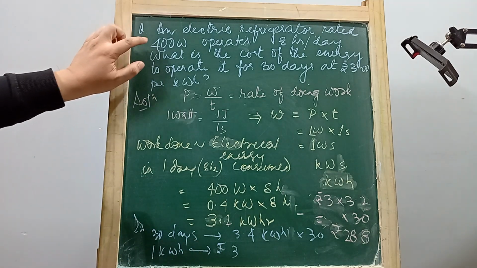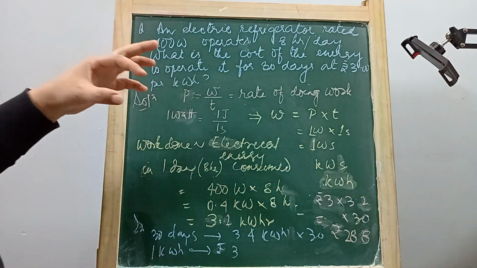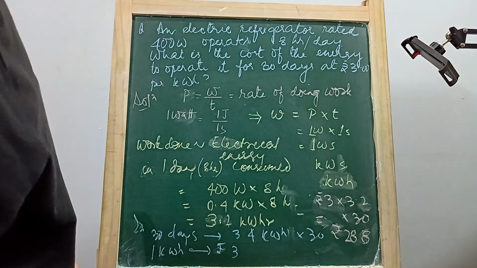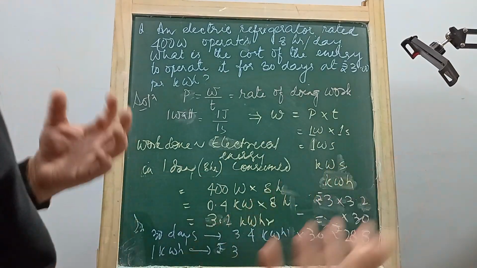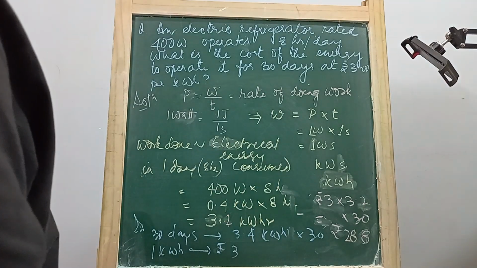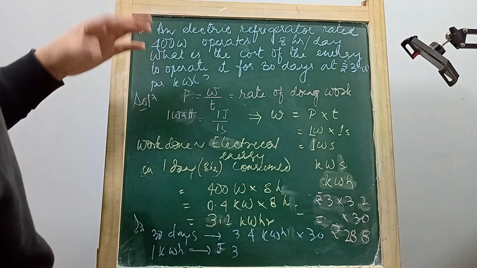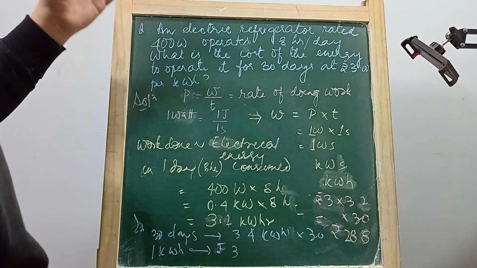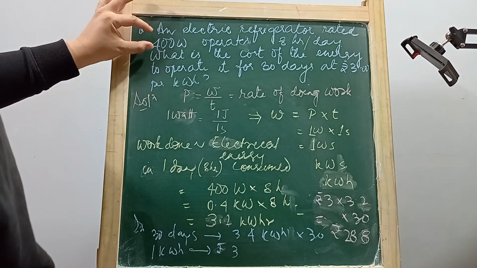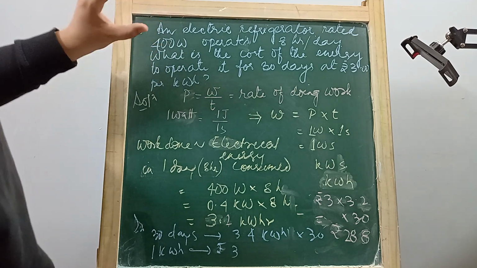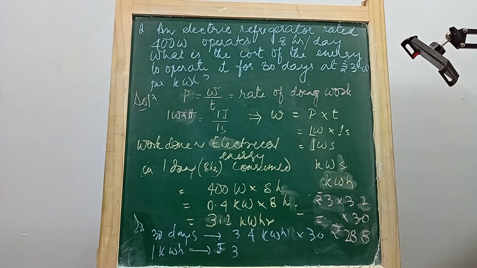But it doesn't mean that the machine will always work at the full power. It depends on the amount of potential difference that you are supplying, the amount of current that is flowing through the refrigerator. Depending upon the potential difference at home, the power may increase or decrease, but the maximum power of the machine is this. The maximum energy that it will be consuming is this, right?